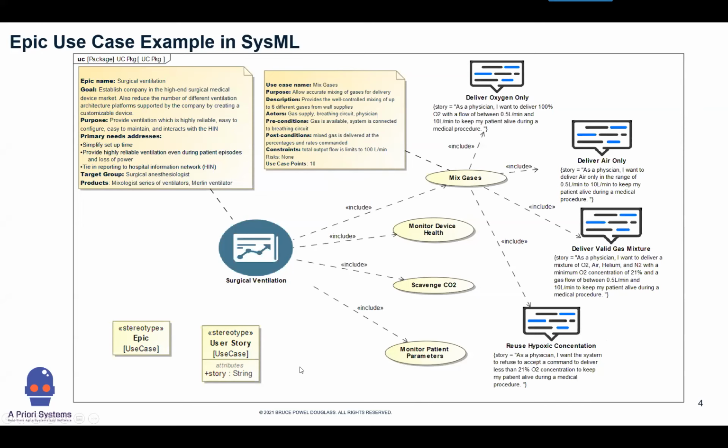And the story is a string, and this is the typical canonical form for a story. As a physician, I want to deliver 100% oxygen with a certain flow rate to keep my patient alive during the medical procedure. That's a typical user story that you might see. And we can expose those graphically on the diagram if we want to.